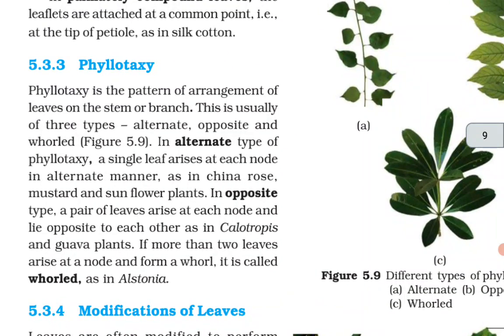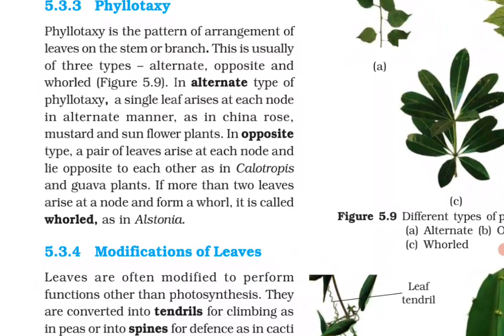Phyllotaxy. Phyllotaxy is the pattern of arrangement of leaves on the stem or branch. This is usually of three types: alternate, opposite, and whorled. In alternate type of phyllotaxy, a single leaf arises at each node in alternate manner, as in China rose, mustard, and sunflower plants. In opposite type, a pair of leaves arise at each node and lie opposite to each other, as in Calotropis and guava plants. If more than two leaves arise at a node and form a whorl, it is called whorled, as in Alstonia.